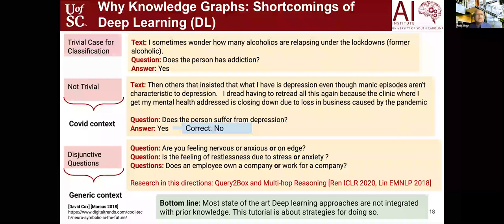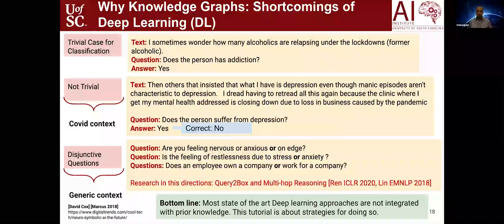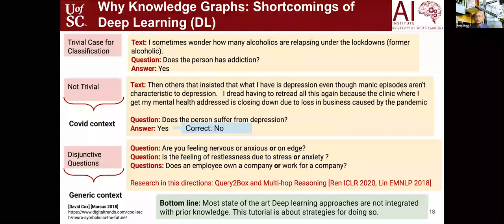But in some other case, in the middle case you see here, there's a text there, and it's a little bit convoluted text, a little bit complex text. And the question is, does the person suffer from depression? The majority of the state-of-the-art deep learning algorithms will answer yes, although the correct answer is no. And here, having a context, for example, is very important. In this case, COVID context. And then there's mention of pandemic, as you can see in that text.